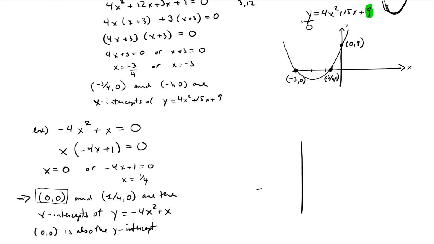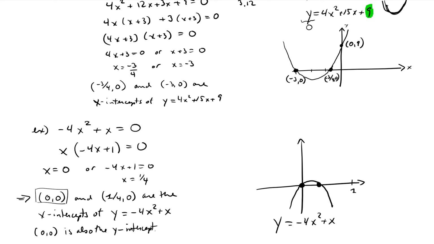So if I were to graph this function here, what are the two x-intercepts? (0, 0) and (1/4, 0). So imagine this is 1, 1/4 would be somewhere here. And if I'm graphing y equals minus 4x squared plus x, now minus 4, which is the coefficient for x squared, is negative. So this curve is concave down. So it would look like this.